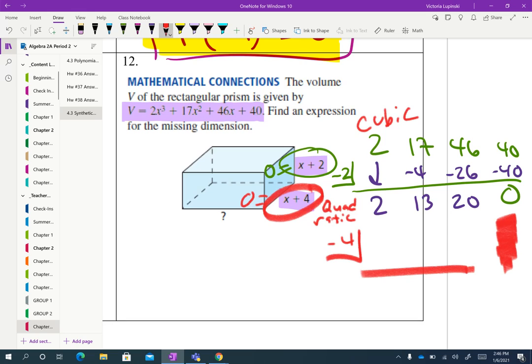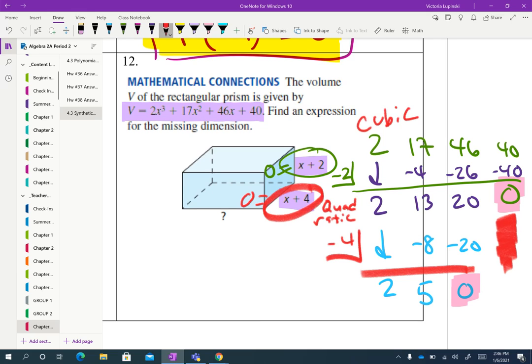All I have to do now to finish is 1 more round. So bring down the 2 times negative 4 plus 13 minus 20, and I get that second remainder of 0. And again, I actually knew that going in. I know that these should be remainders of 0, because how would you make a shape if each of the sides didn't go in individually?